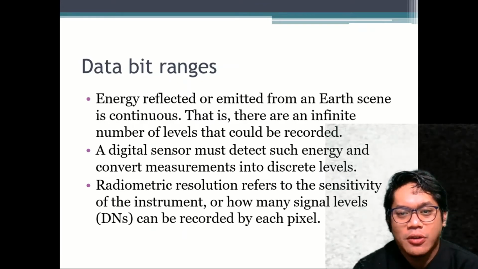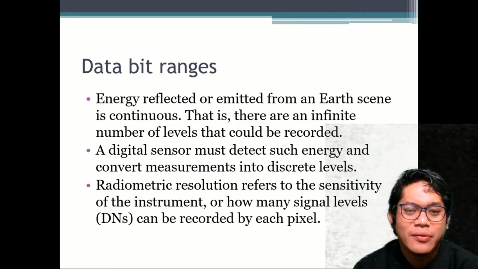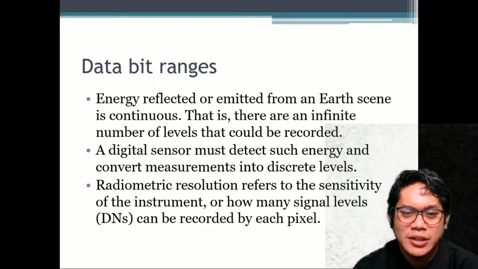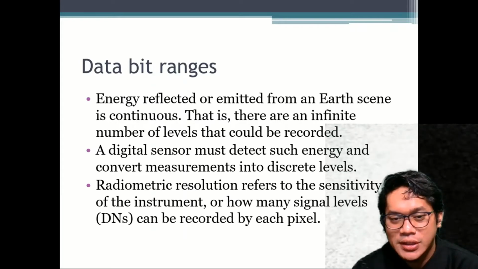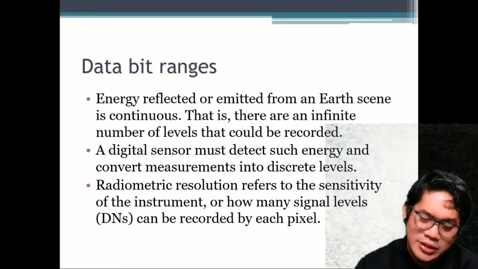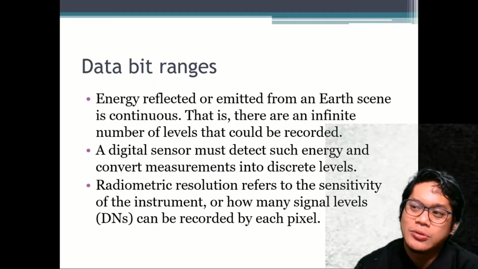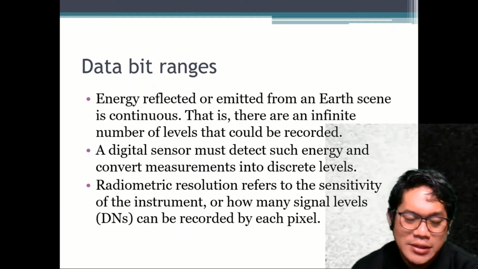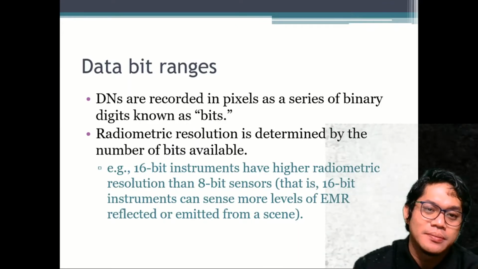energy reflected or emitted from an image scene is continuous. Therefore, there are an infinite number of levels that could be recorded. So digital sensors must be able to detect such energy and convert the measurements into discrete levels. Therefore, radiometric resolution refers to the sensitivity of the instruments, or how many signal levels can be recorded by each pixel. So digital numbers actually depend on the capability of the instruments, whether it is highly sensitive or of intermediate sensitivity. This also affects the radiometric resolution.